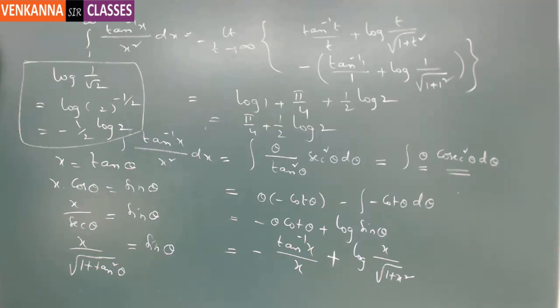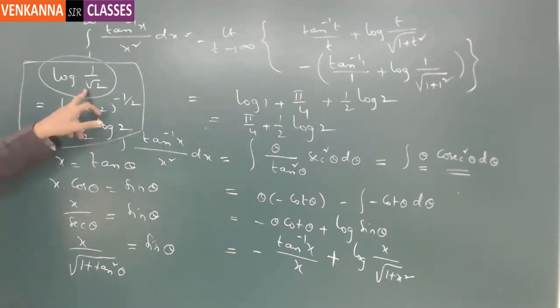Right. So after the simplification and applying the limit, the value is pi by 4 plus 1 by 2 log 2. However, if you don't know how to simplify this, you simply leave it like this, log of 1 by root 2. No, wrong at all.